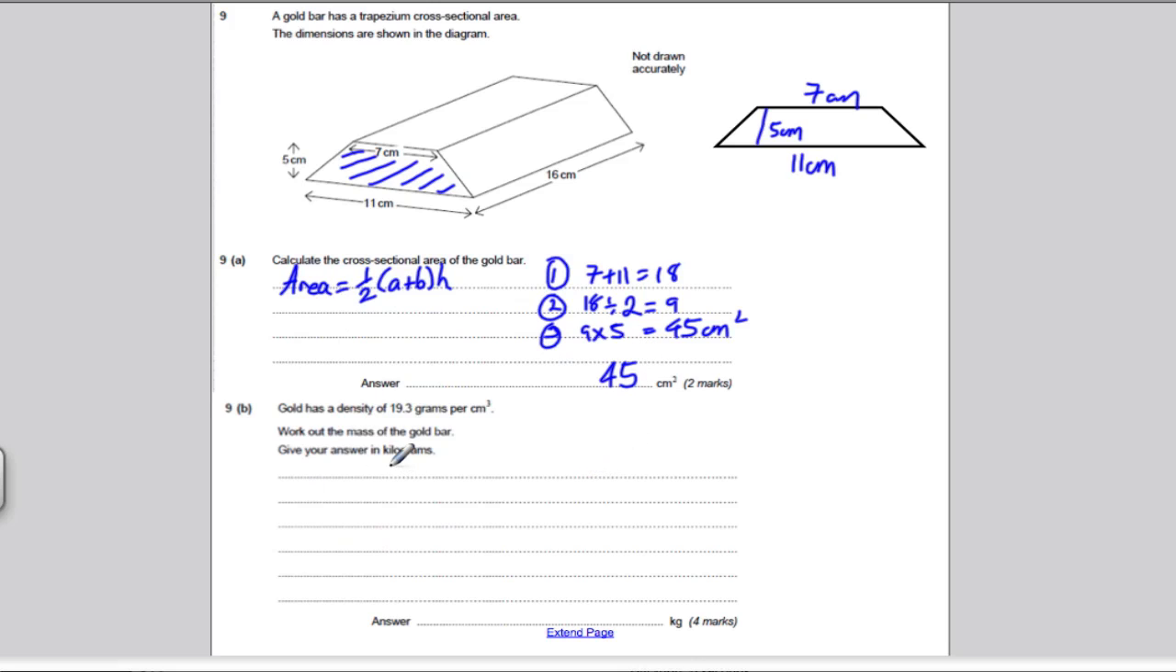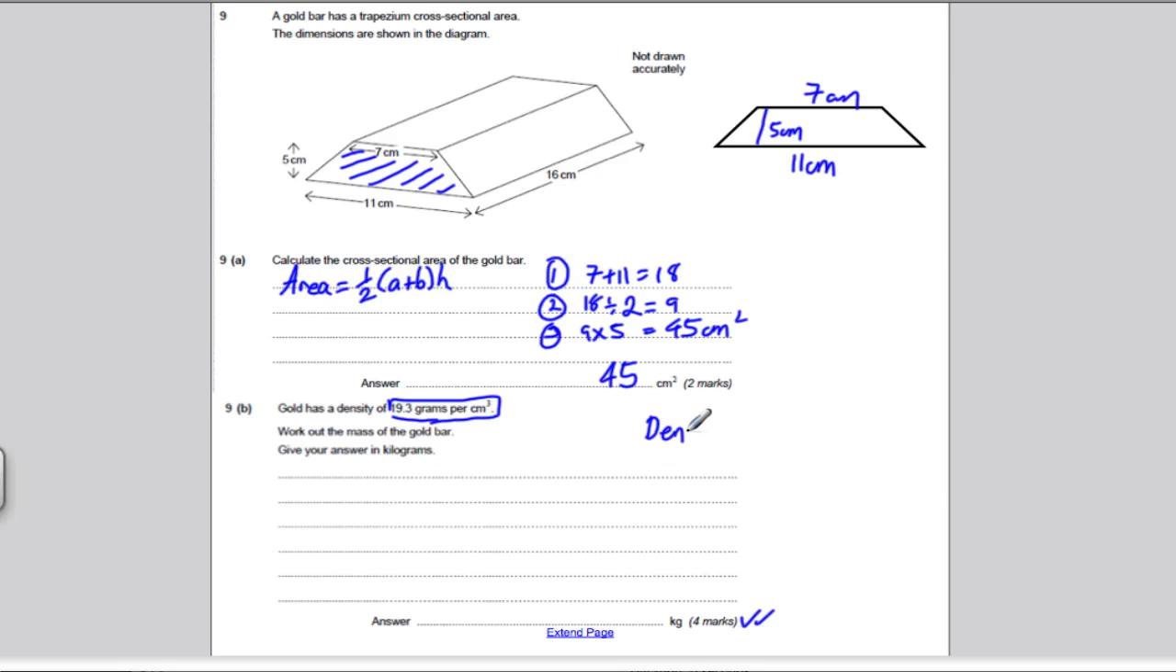Next we've got something involving something called density. Gold has a density of 19.3 grams per centimetre cube. What is the mass? Give your answer in kilograms. It's 4 marks here. Now from science and from your maths lessons you should know a formula for density, but even if you don't, look at this. It's kind of given to you in a hidden way.